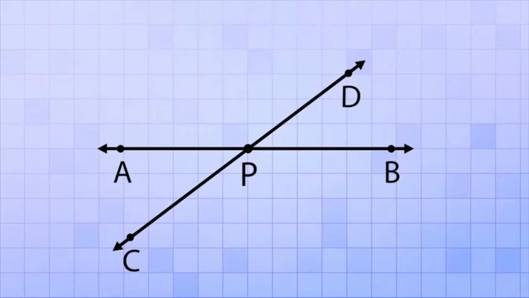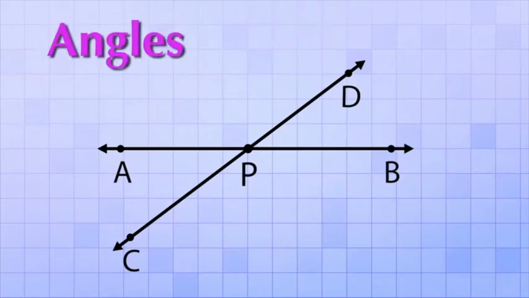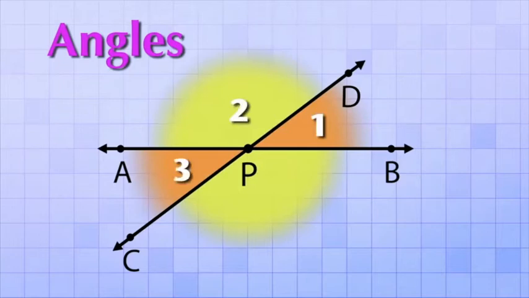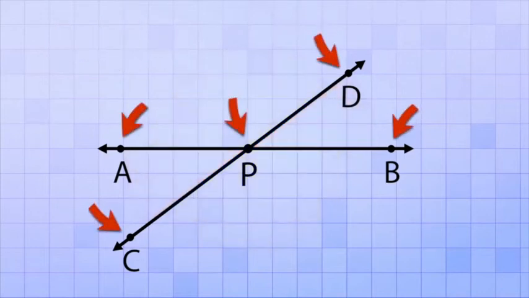And when lines intersect, they form angles. You can think of the angles as the spaces or shapes that are formed between the intersecting lines. These intersecting lines form four angles. 1, 2, 3, 4. But instead of calling them angle 1, 2, 3, and 4, in geometry, we name them by the points used to make them.